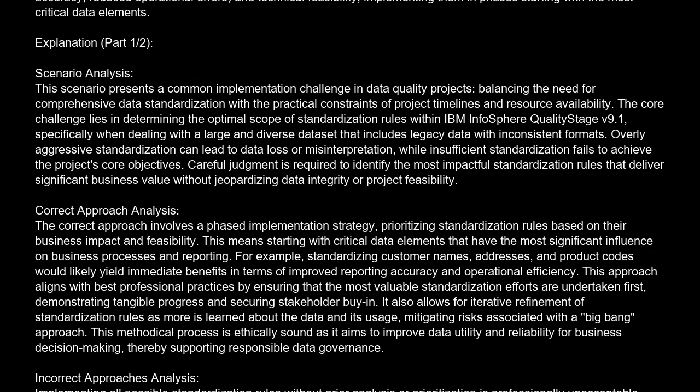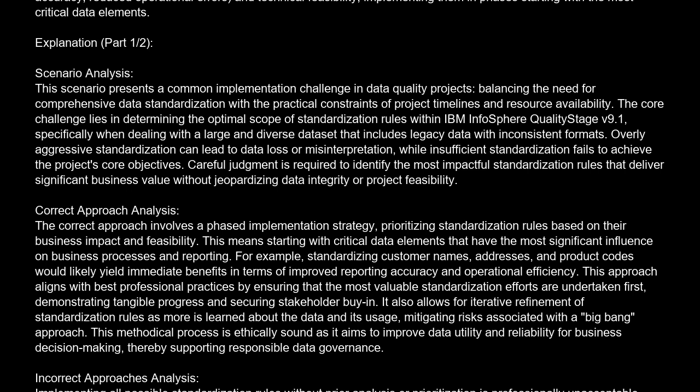The correct answer is B. Prioritize standardization rules based on a combination of their direct business impact, e.g., improved reporting accuracy, reduced operational errors, and technical feasibility, implementing them in phases starting with the most critical data elements.